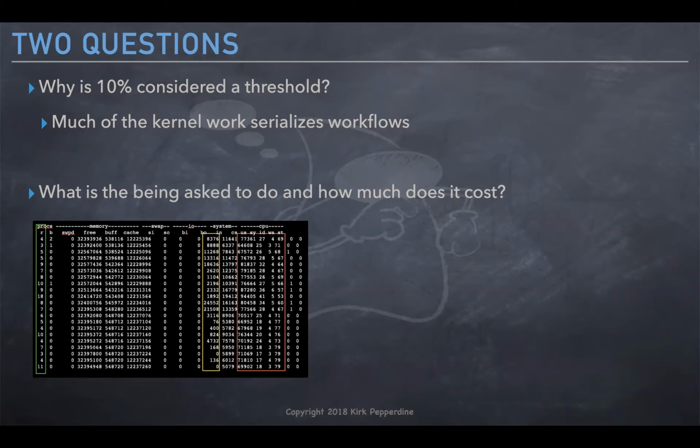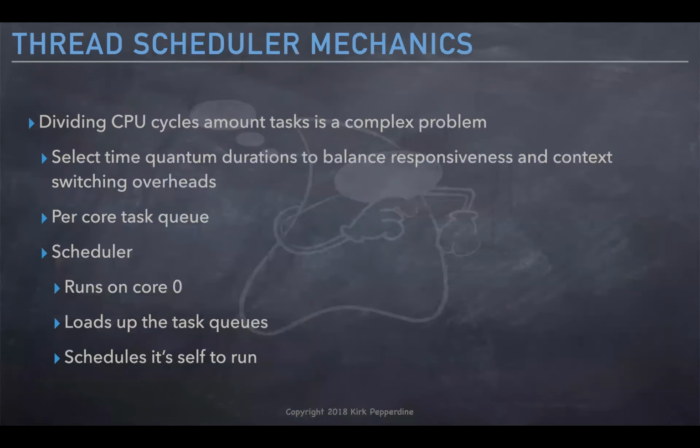So the question is, what is the system being asked to do, and how much does that cost? Well, as we mentioned before, this is a thread scheduling issue. If we look at thread scheduler mechanics, we're going to find that dividing CPU cycles amongst tasks is a complex problem that you might think is solved, and it is in a lot of cases. It's very efficient, it's been well worked on, but it still has some fundamental flaws and problems in multiprocessing, multi-core systems.